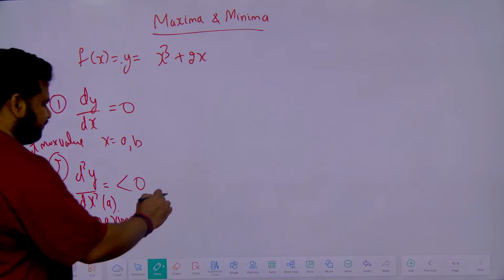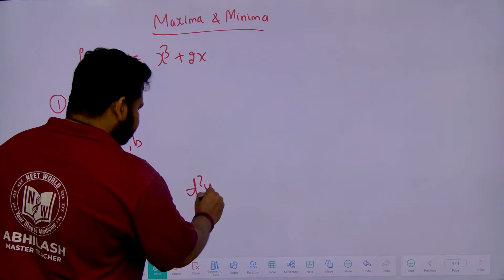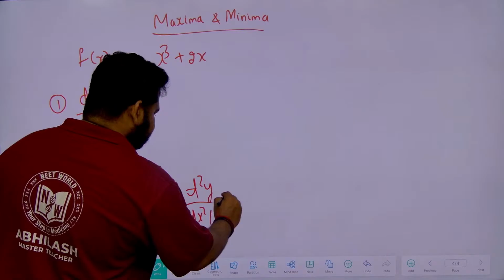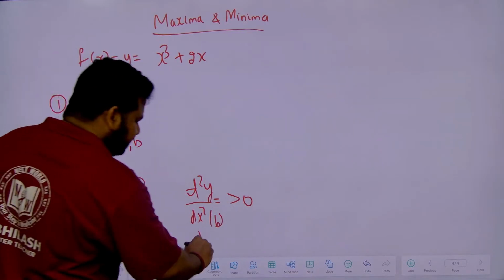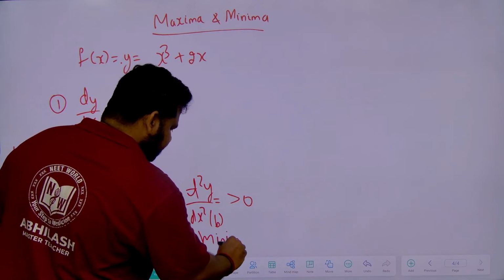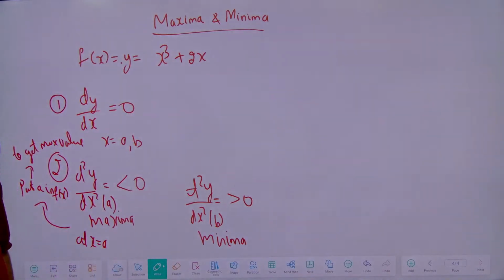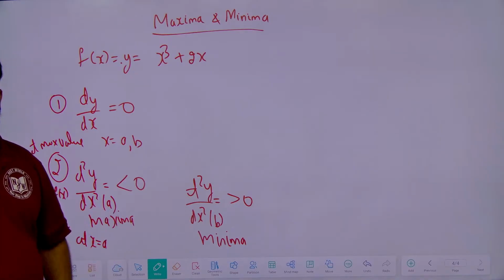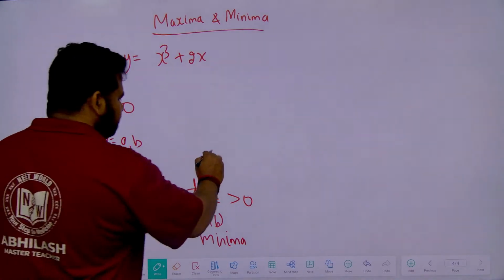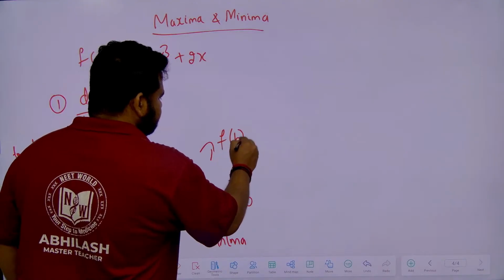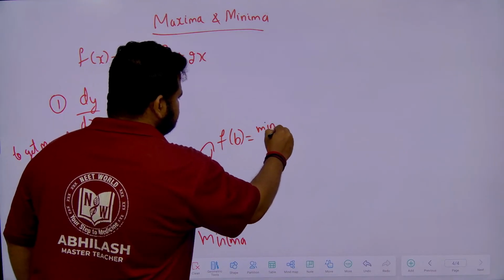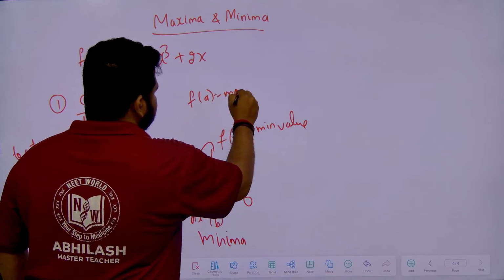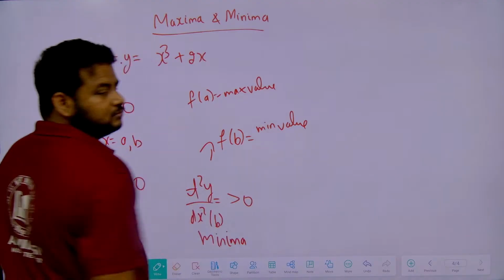Now suppose I do d square y by dx square and put the point b, and it is coming greater than 0. Greater than 0 means it is minima. Maxima means maximum, minima means minimum. We are getting the minimum value at x is equal to b. But what is that minimum value? Find f of b, you will get the minimum value. And f of a you will get the maximum value. That's all you have to do.